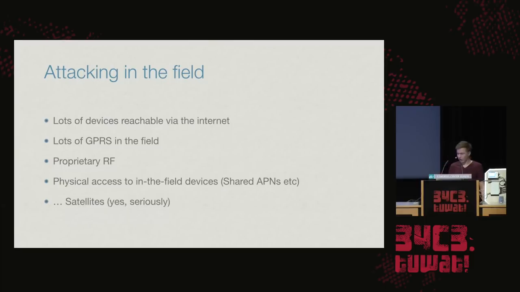So attacking in the field, I already mentioned, if you go to Shodan, you will find a ton of different devices reachable via the internet and even via GPS. So if you live close to, for example, a dam or something, it's kind of interesting to look at an SDR or similar radio equipment to see what's going over the airwaves, because you will find a ton of interesting stuff. And sometimes you can even very trivially get physical access to the in-field devices, because they might just be in a white box somewhere hidden, and if you break into it, you can pull out the SIM card and it will put you directly into the SCADA network if you're lucky. Don't do that, by the way.